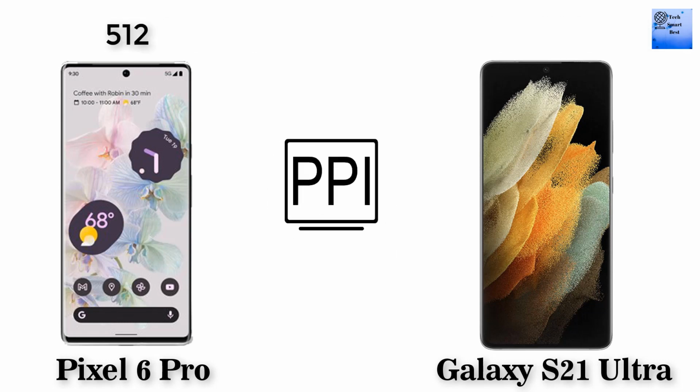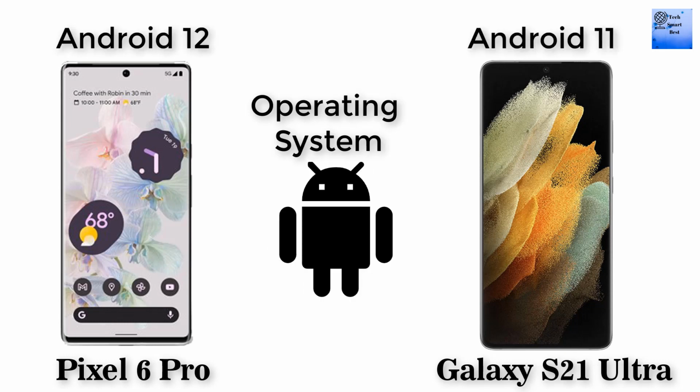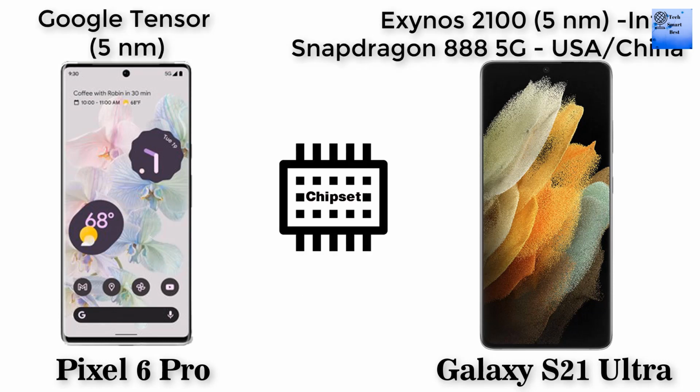The PPI density of the Google Pixel 6 Pro is 500 and the PPI density of the Samsung Galaxy S21 Ultra 5G is 515. The operating system of the Google Pixel 6 Pro is Android 12 and the operating system of the Samsung Galaxy S21 Ultra 5G is Android 11. The chipset of the Google Pixel 6 Pro is Google Tensor 5nm and the chipset of the Samsung Galaxy S21 Ultra 5G is Exynos 2100 5nm for the international version, Qualcomm SM8350 Snapdragon 888 5G for the China and USA version.